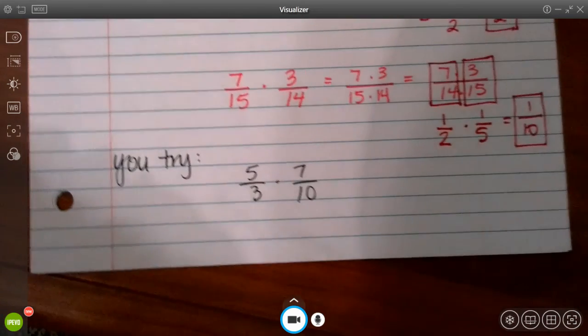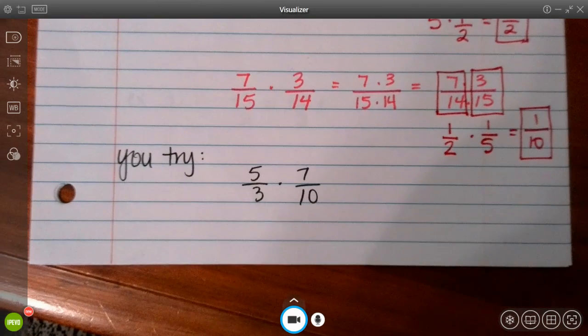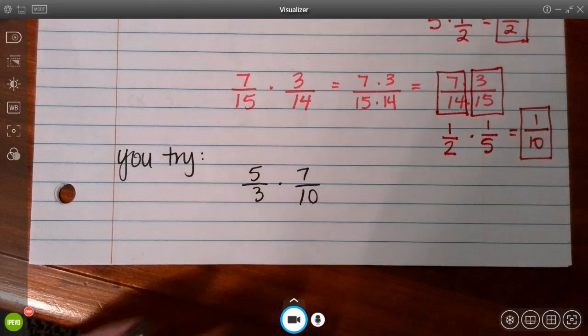Go ahead and complete this you try. You should have done the following.